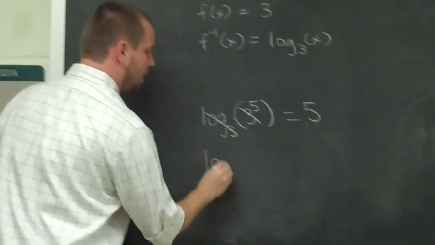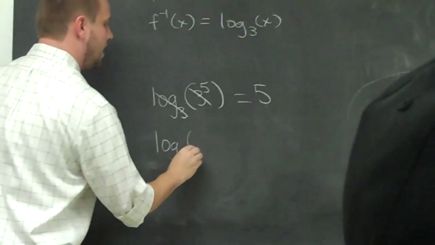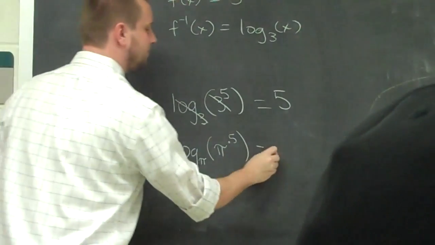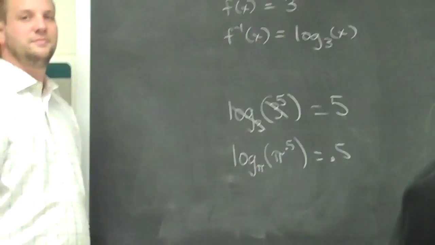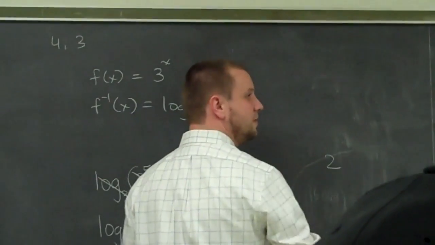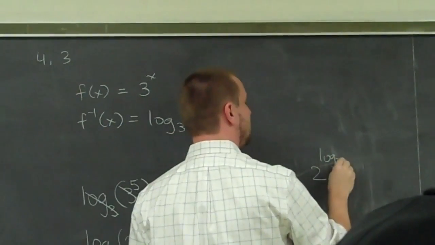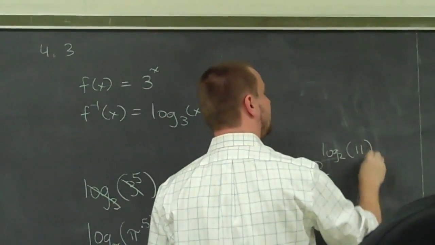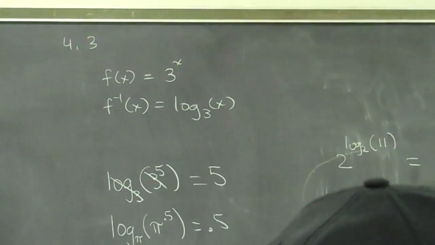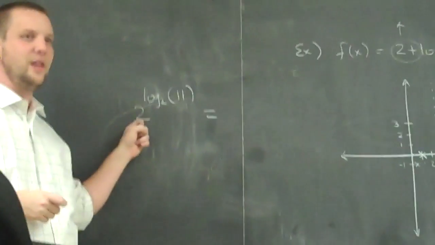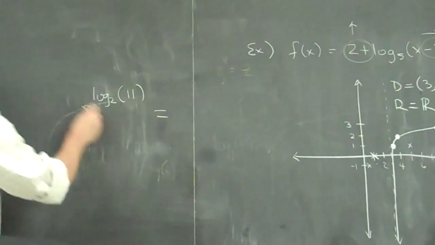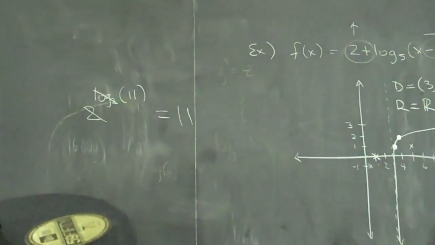What is the log base pi of pi to the 0.5 power? Well, let's mix it up. What's 2 to the log base 2 of 11? Are those still a composition of each other? Yeah, this time it's exponential on the outside, log on the inside. Here it was log on the outside, exponential on the inside, but either way they still cancel each other out, and you get 11.